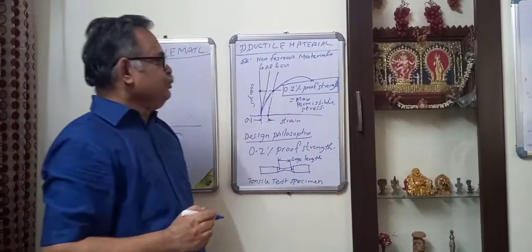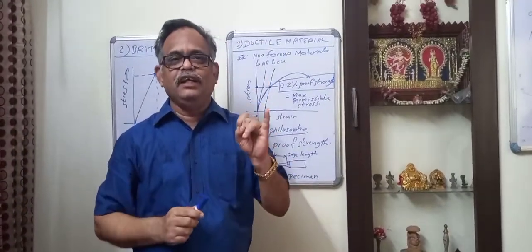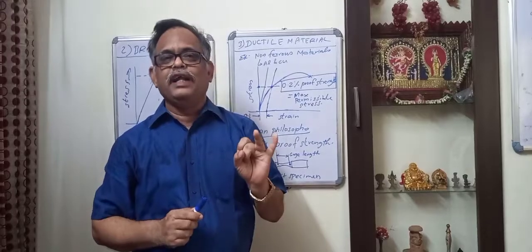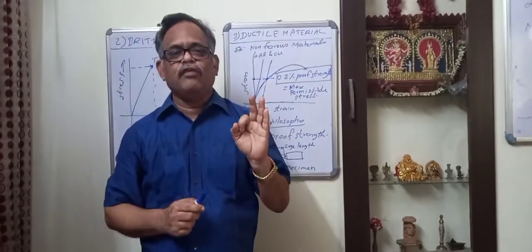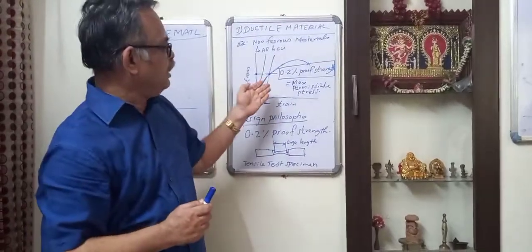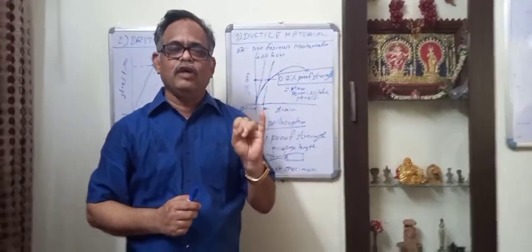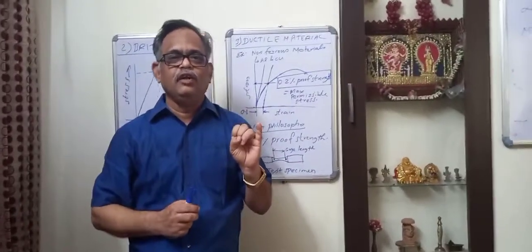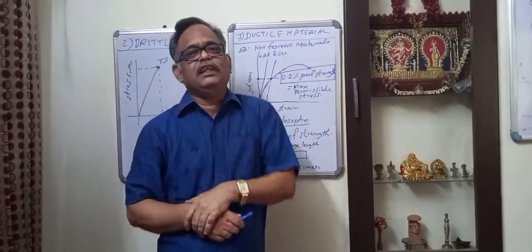So now I have explained three cases. One case is mild steel, the second case is brittle material like cast iron, and the third one is ductile material like non-ferrous metals, such as aluminum or copper. Now in the first case, mild steel, there are two design philosophies: one is elastic design and another is plastic design.